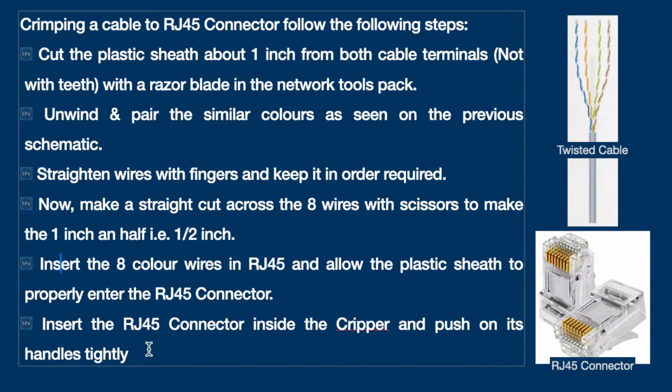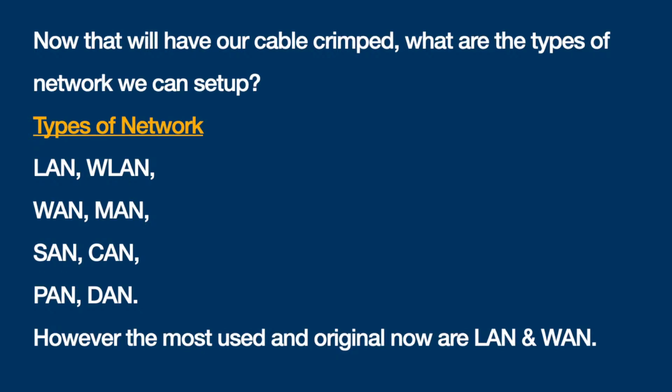Then lastly, insert the RJ45 connector inside the crimper and push on its ends tightly. Having pushed it, you have to clip it. You press it very well so that it can be firmly fixed. Okay, now without further ado, let's move to the next. Let's see the types of networks we have.